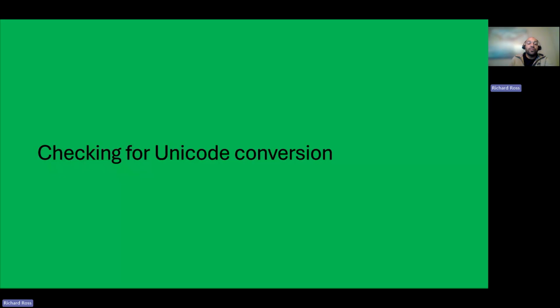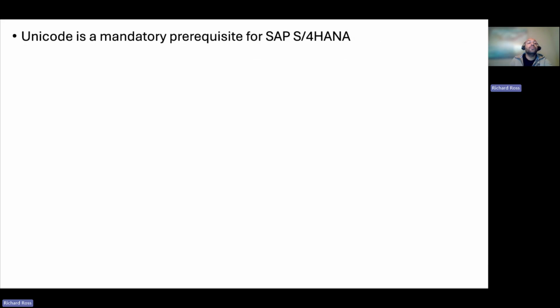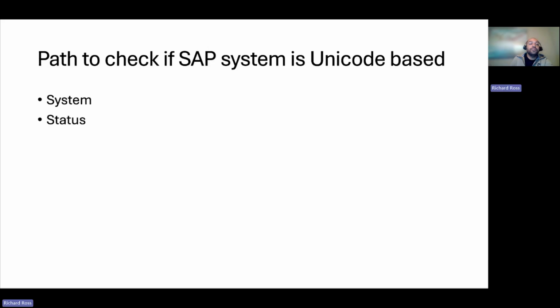Checking for Unicode conversion. As a prerequisite to the migration, you must ensure that your existing SAP system is already converted to Unicode. Unicode is a standard for representing text symbols that allows the use of a huge number of characters not available in older standards. Unicode is a mandatory prerequisite for SAP S/4HANA.